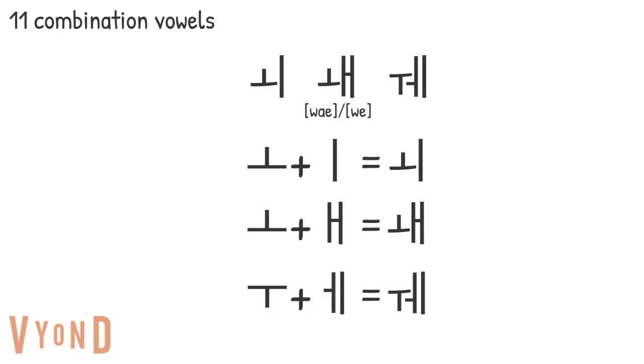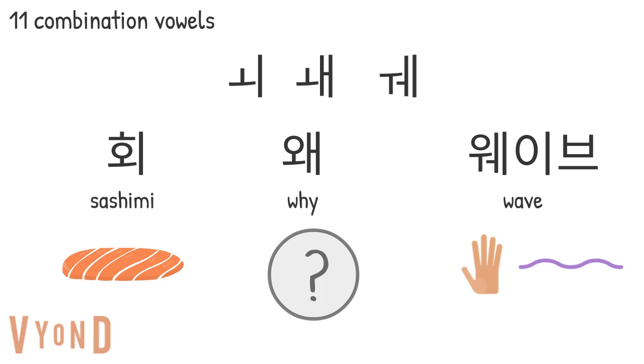Alright, next ones are we, wae, oe. Honestly, I cannot even distinguish them. And I'm a native speaker, so I really wouldn't stress out about how to differentiate these sounds. Anyways, wae is the combination of o and ae, oe is the combination of o and i, and we is the combination of u and e. Alright, let's practice. We, wae, oe.